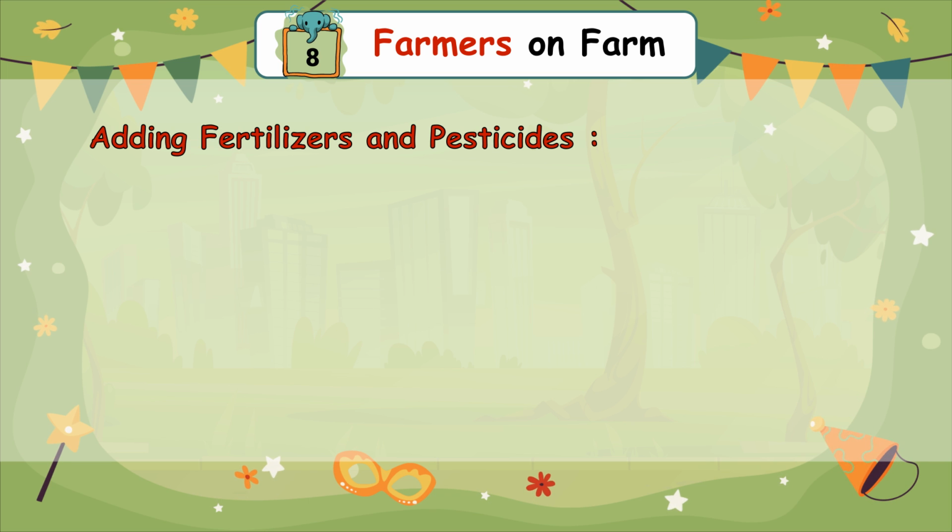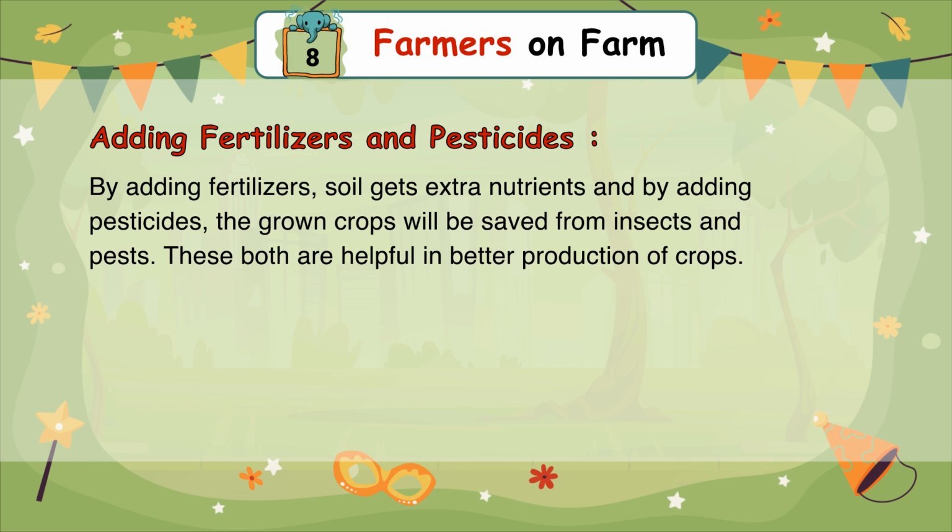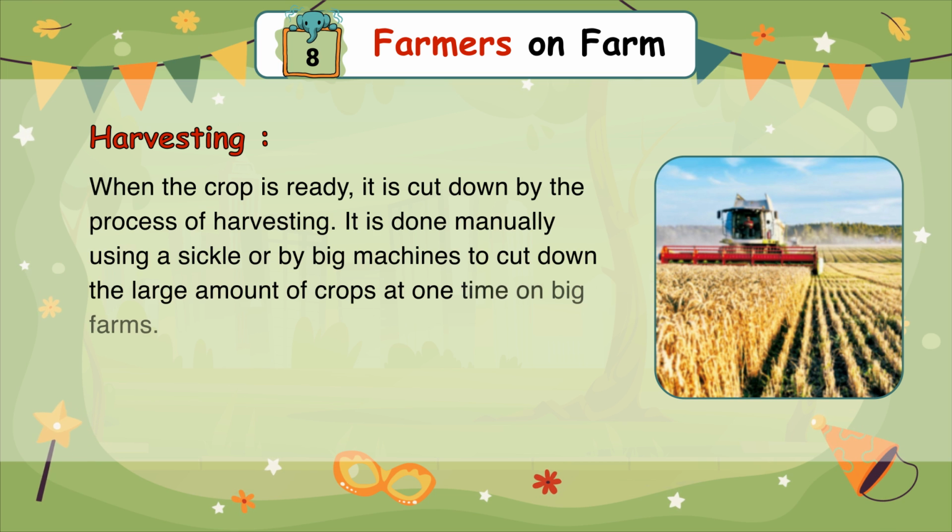Adding fertilizers and pesticides. By adding fertilizers, soil gets extra nutrients, and by adding pesticides, the grown crops will be saved from insects and pests. These both are helpful in better production of crops. Harvesting. When the crop is ready, it is cut down by the process of harvesting. It is done manually using a sickle or by big machines to cut down a large amount of crops at one time on big farms.